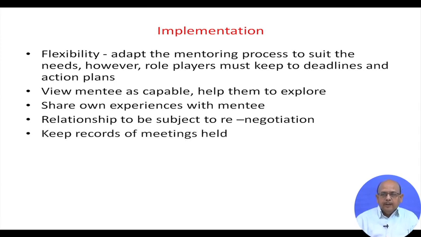And whatever is happening during this process, please keep a record, because it is very, very important. Keep a record of all the meetings, whatever has happened, keep a record of all the conversations that have happened, at least in brief, so that when you are going to renegotiate the relationship, it could be used either to quit the relationship or to continue the relationship. It is very, very important.